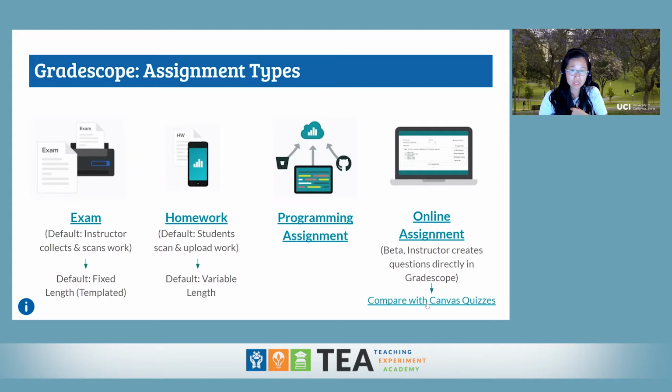So I've actually linked here a comparison chart that's developed by Cornell, where you can see the differences between Gradescope's online assignments and Canvas quizzes. And that way you can use that to determine which one would work best for you. And by the way, if you see this little blue information icon on the left, you can click on it to learn more about assignment types in general. So any page where you see that, you can click on it for more information, right?